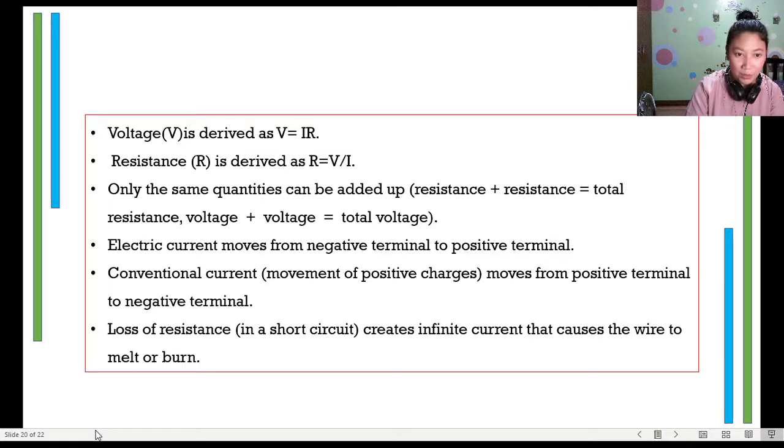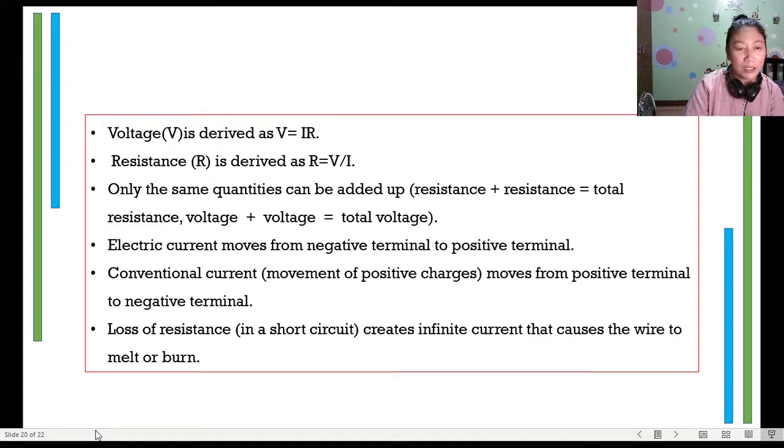Remember this one, only the same quantities can be added up. Resistance, para sa resistance, so we'll get total resistance. Voltage to voltage, you will get total voltage as well as for the current. Ganun din ha. Current to current, total current.